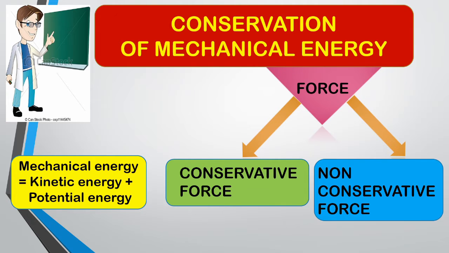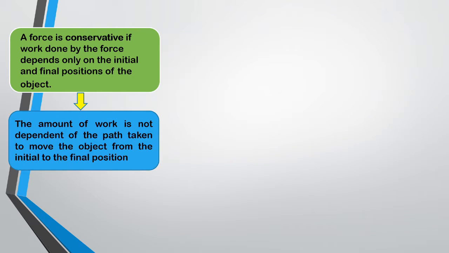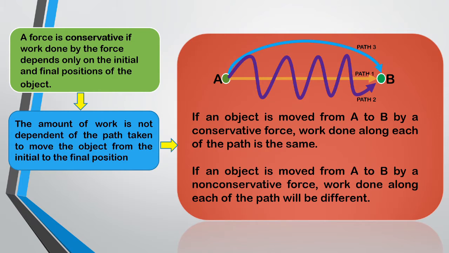A force is conservative if work done by the force depends only on the initial and final positions of the object. The amount of work is not dependent on the path taken to move the object from the initial to the final position. From the above diagram, if an object is moved from A to B by a conservative force, work done along path 1, path 2, and path 3 is the same.